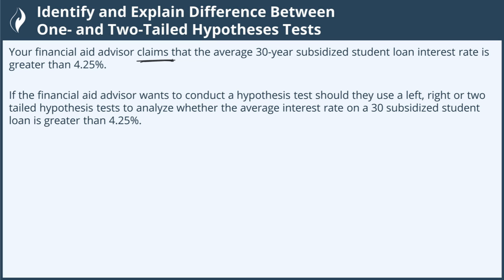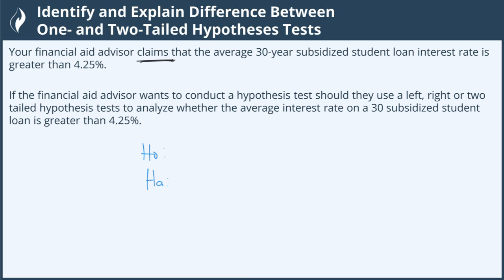If the financial aid advisor wants to conduct the hypothesis test, should they use a left, right, or two-tailed hypothesis test to analyze whether the average interest rate on a 30-year subsidized student loan is greater than 4.25%? This is a great example, honestly, because of these interest rates.